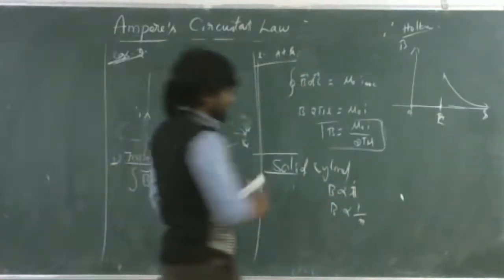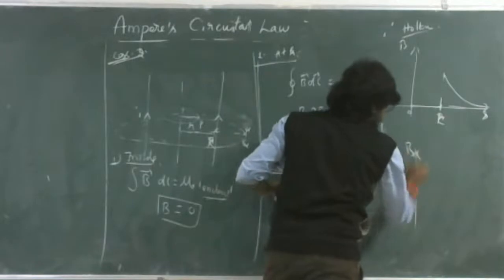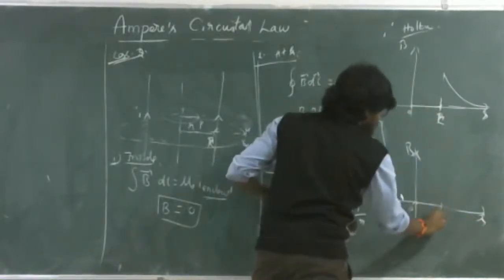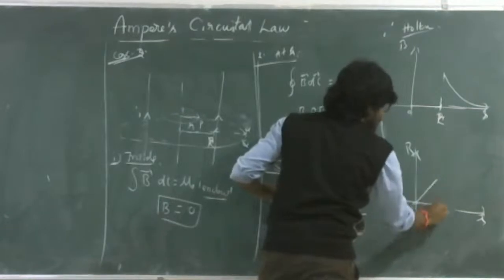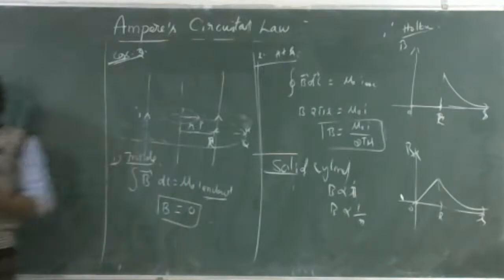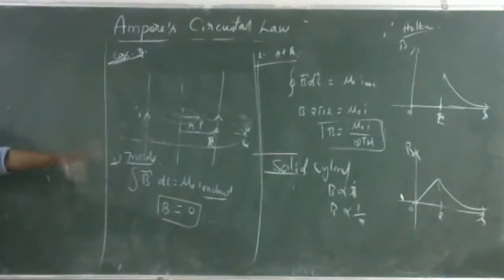Whereas in case of a solid cylinder, this is B and this is R. Then B from the center to R, equal to capital R, will be linearly proportional. Then it will decrease gradually as it is inversely proportional outside. That is for the solid cylindrical wire. That is for the hollow cylindrical wire.